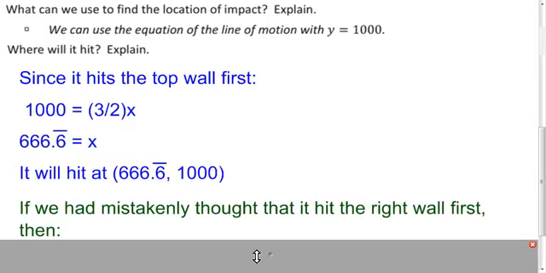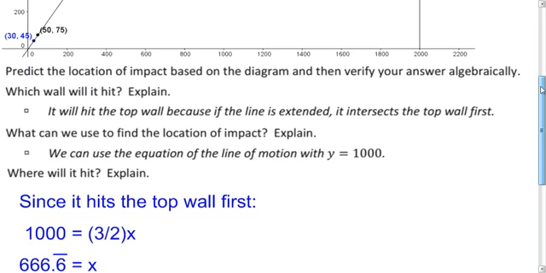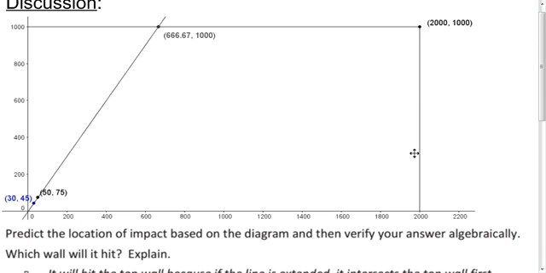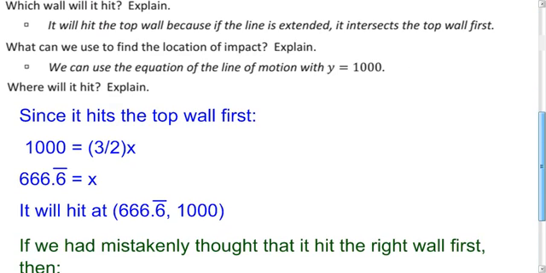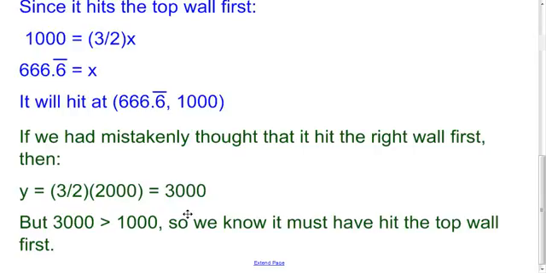Now, if you weren't sure which wall it hit first, you could also verify that the other answer doesn't make sense. If you thought it hit the right wall first, then you know that all of the points on this vertical segment are contained in the line x equals 2,000. They're all 2,000 away from the y-axis. So if we plug in 2,000 for x, what happens? Well, we get an answer that doesn't make any sense in our context: y equals 3,000, but that's more than the width of the rectangular region, which is 1,000. So that couldn't have happened. It has to hit the top wall first.